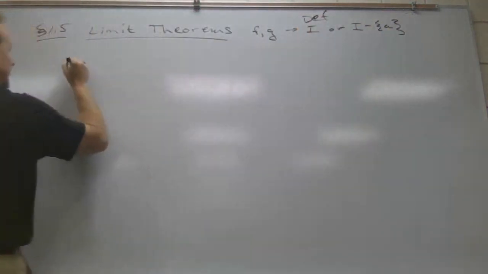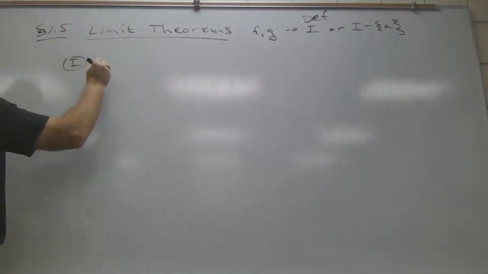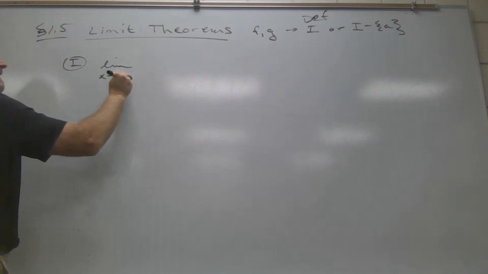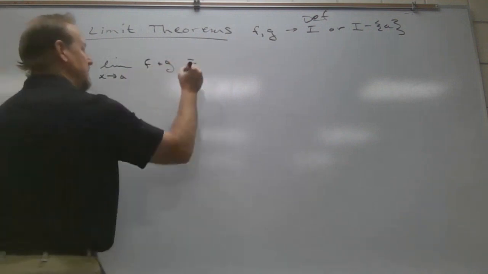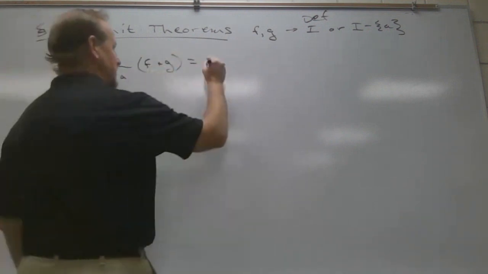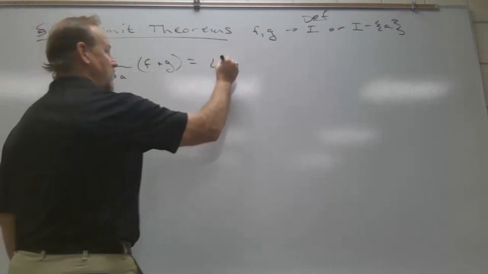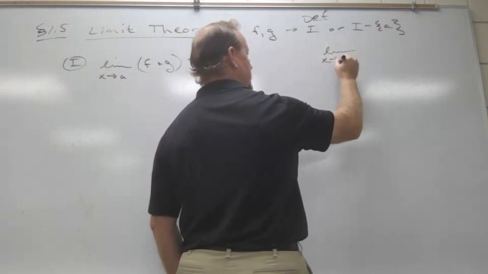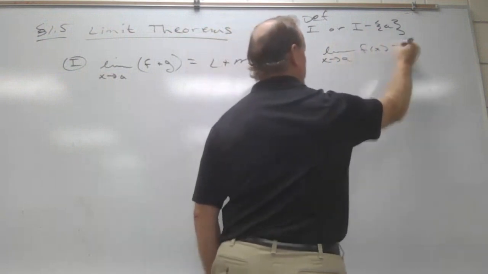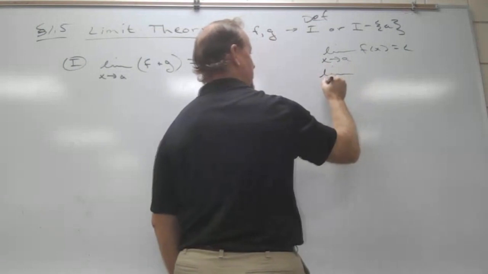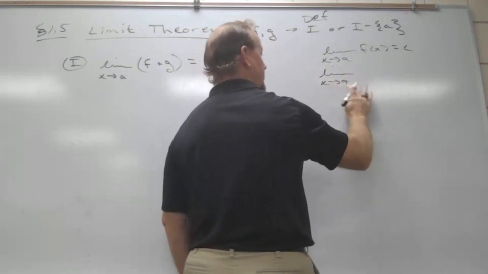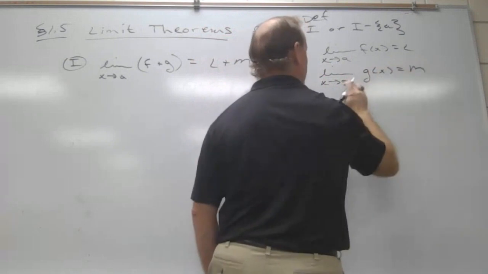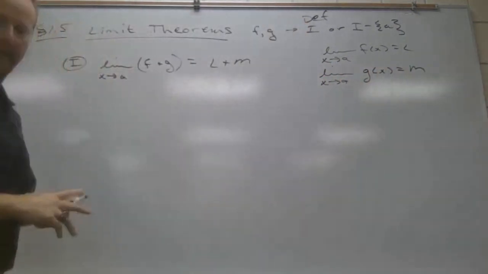And then we said a couple of different limit theorems. One was the limit as x approaches a of f plus g, f of x plus g of x, right, is going to be L plus m. So we also had to assume that the limit as x approaches a of f of x exists and equals L. Limit as x approaches a of g of x exists and equals m. And then for division, m wasn't equal to 0. So we had this one.